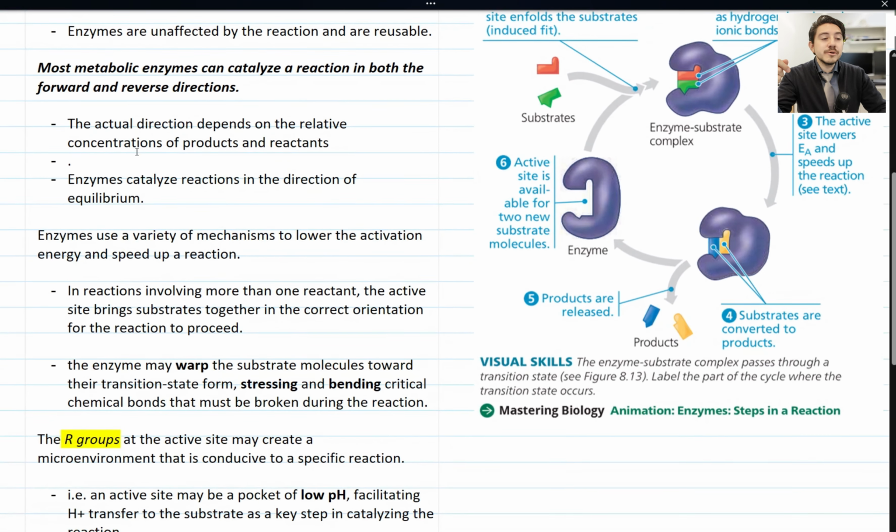Okay. So most metabolic enzymes can catalyze a reaction.